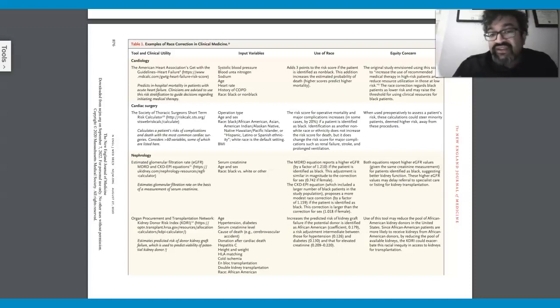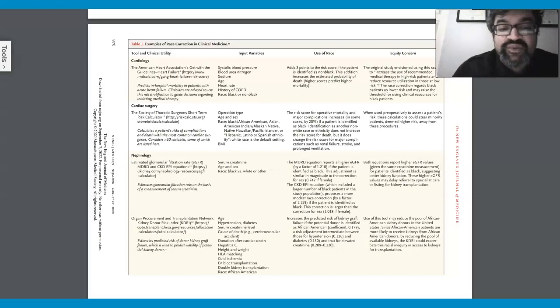So, what's the equity concern in all of these? The original study envisioned using the score to increase the use of recommended medical therapy in high risk patients and reduce resource utilization in those at low risk. The race correction regards Black patients as lower risk and may raise the threshold for using clinical resources for Black patients. So if you raise the threshold, then Black patients are not as readily treated for heart failure.